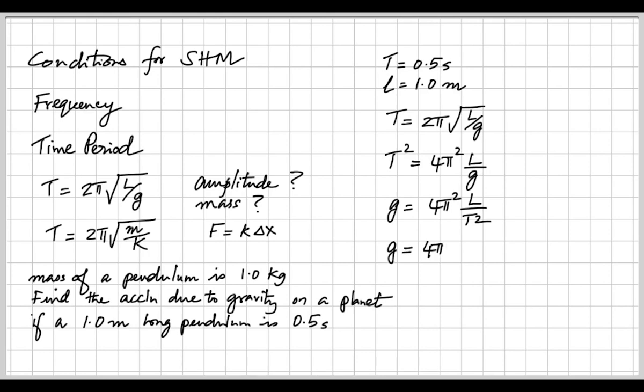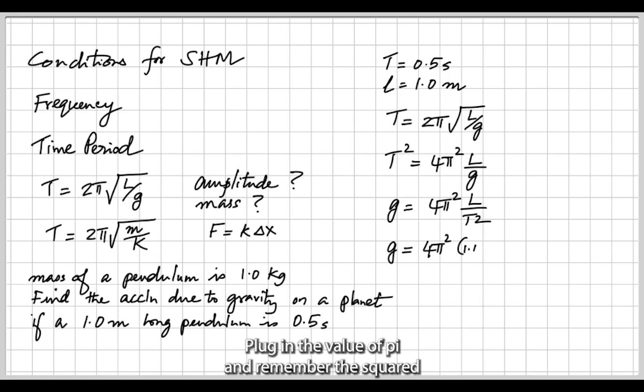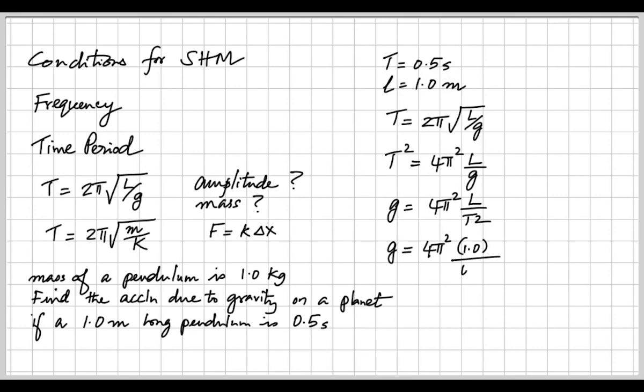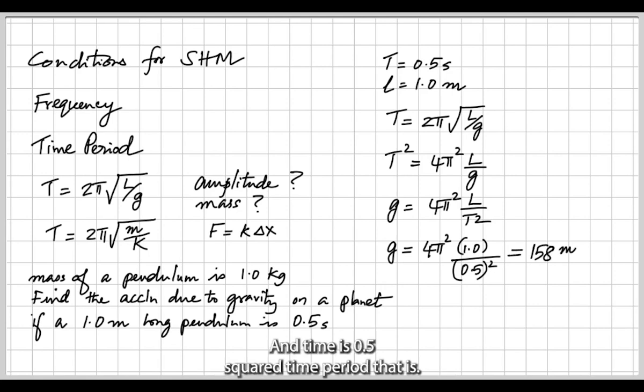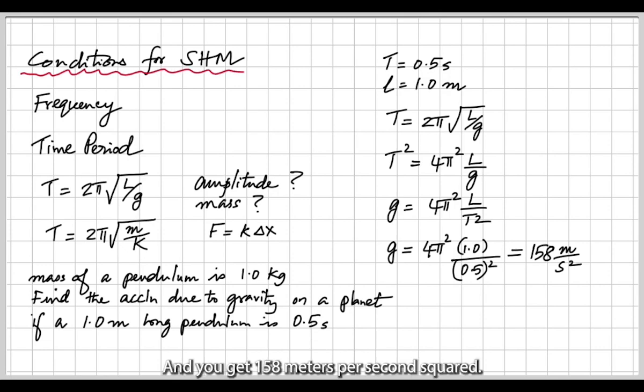That's it. Plug in the value of pi and remember to square it. And then the length is 1.0, it's in meter, that's all right. And time is 0.5 squared, time period that is. And you get 158 meter per second squared.